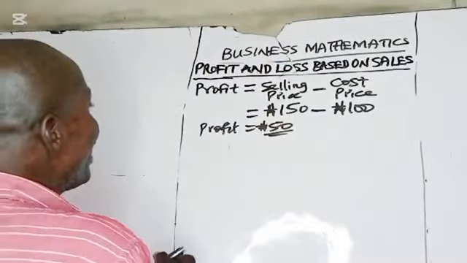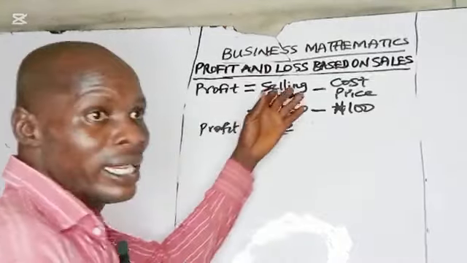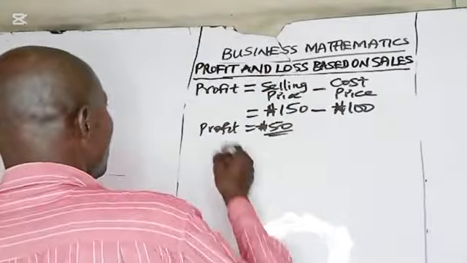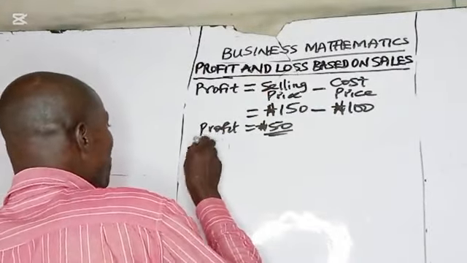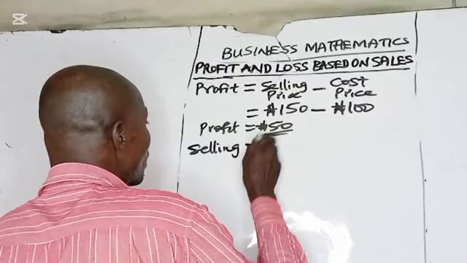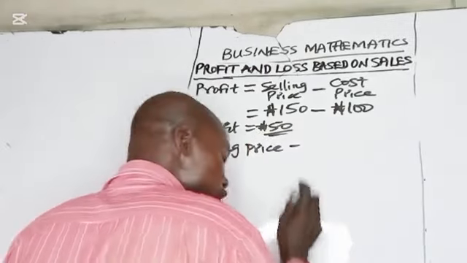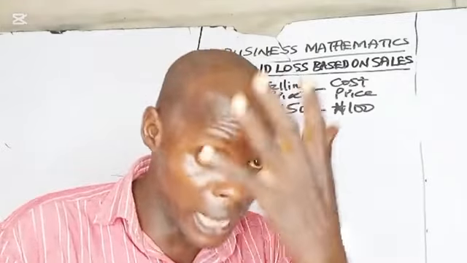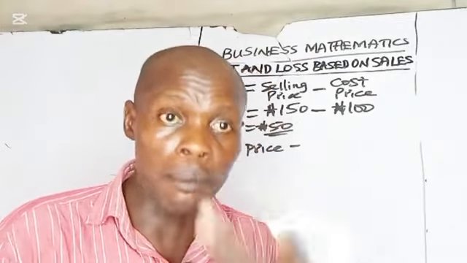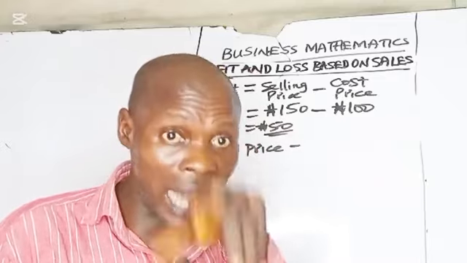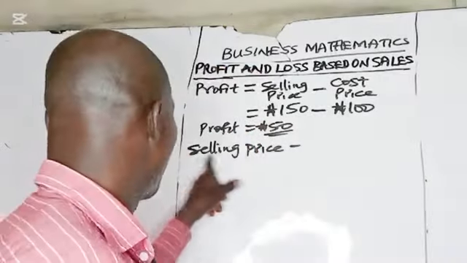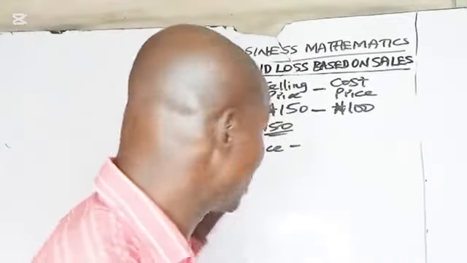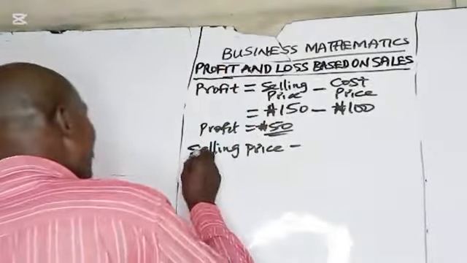Then we want to explain the selling price. Selling price is the amount at which an item is sold. When you sell an item, the amount you realize from the sale of that item is called the selling price. The amount at which an item is sold, that is the selling price. Take note of that.